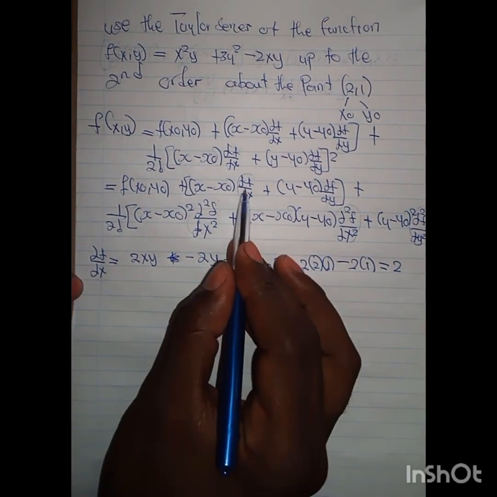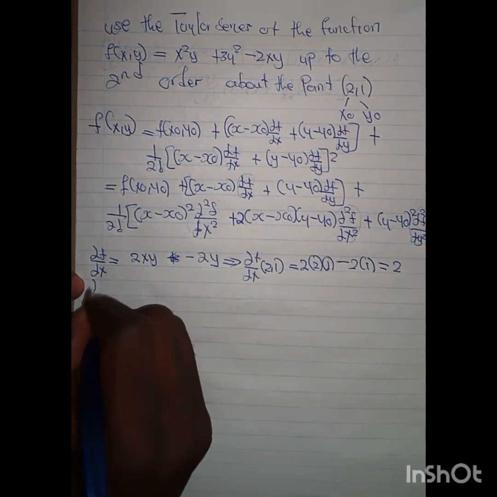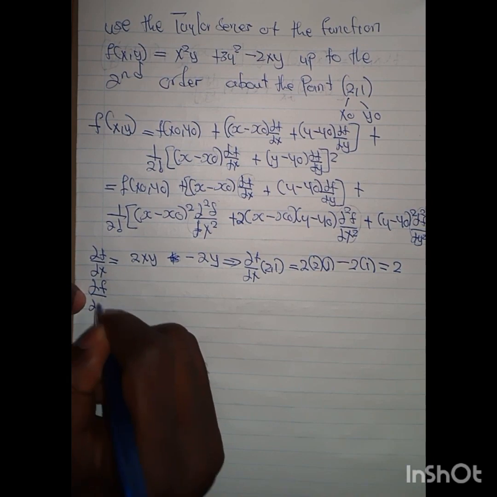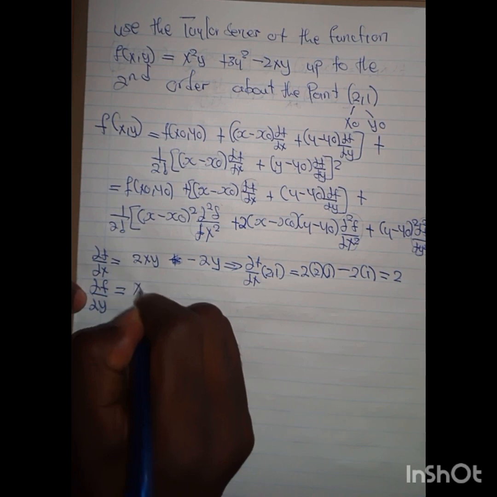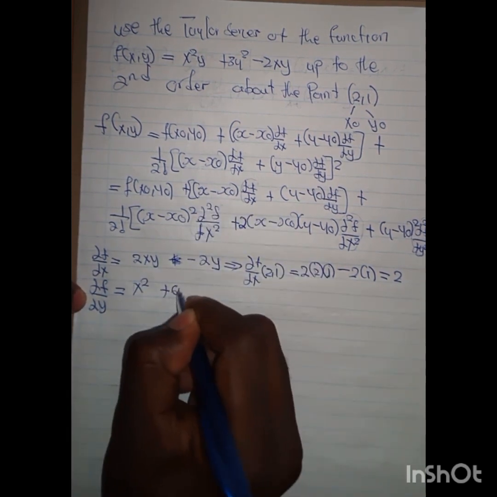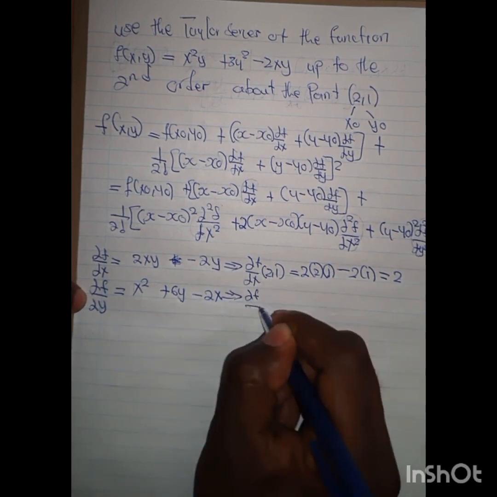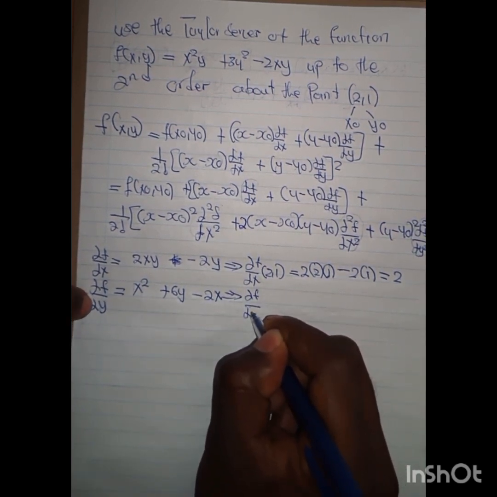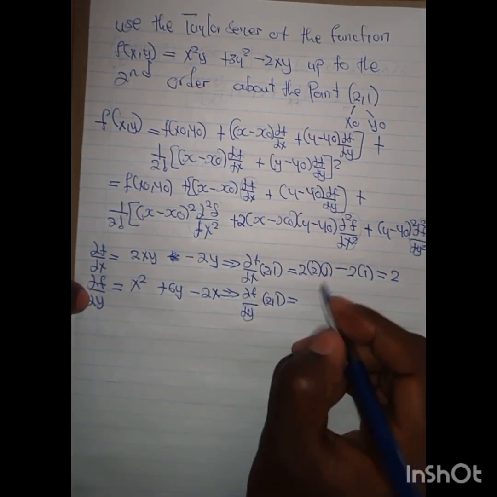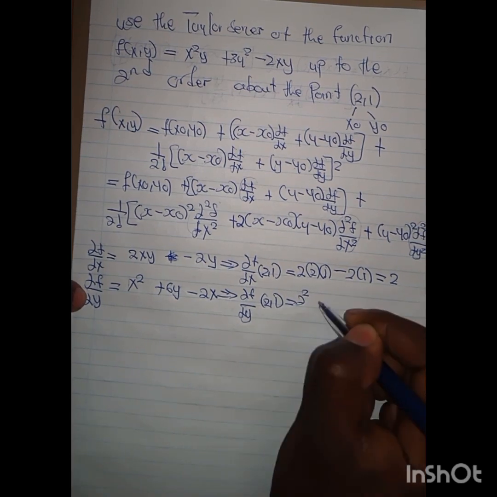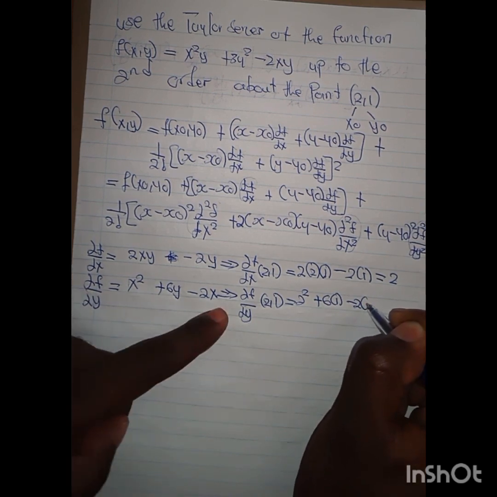Now let us come to df dy. We differentiate our function with respect to y. When we differentiate this function with respect to y, we get x squared plus 6y minus 2x, which implies that when we substitute the point 2 and 1 in this equation, we are going to get 2 squared plus 6, y is a 1, minus 2, x is a 2.